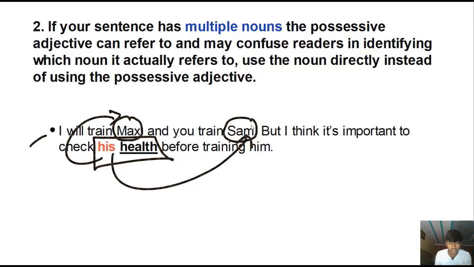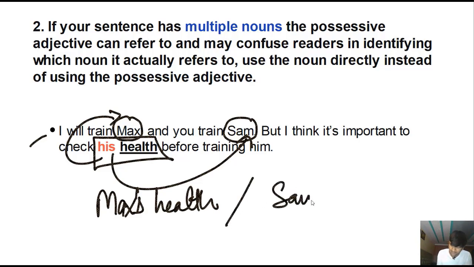In such a situation, use the name of the person that it's referring to. Instead of saying his health, just say, but I think it's more important to check Max's health before training, if it's referring to Max. If it's referring to Sam, say it's more important to check Sam's health before training him. I know you got it. I know you've understood what I'm trying to say. All right, this is really, really important. So when such cases arise, make sure you use the name of the person or the thing it refers to.